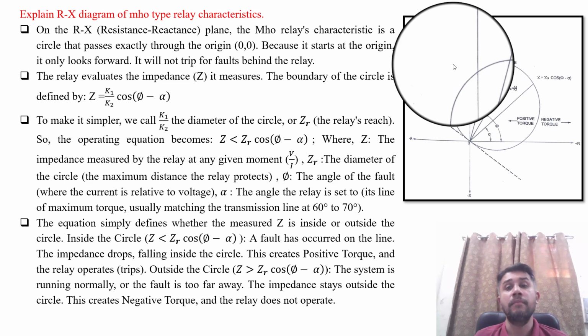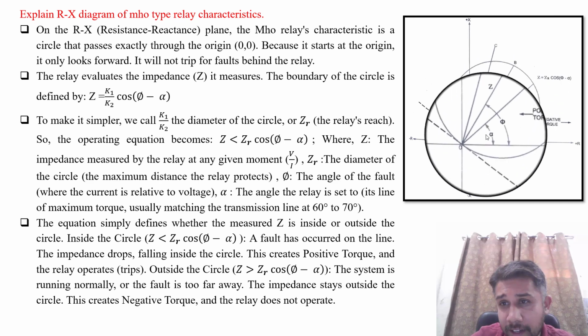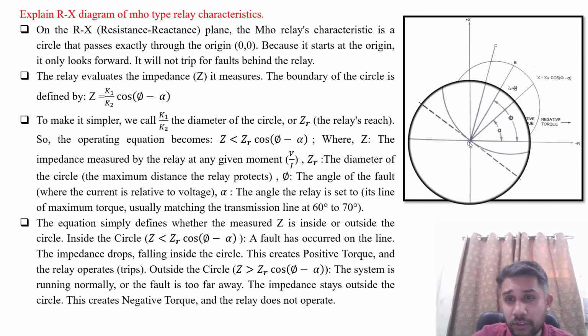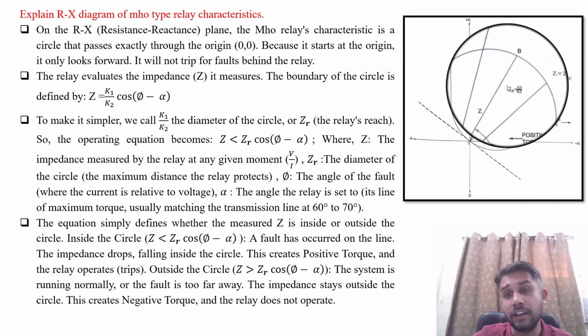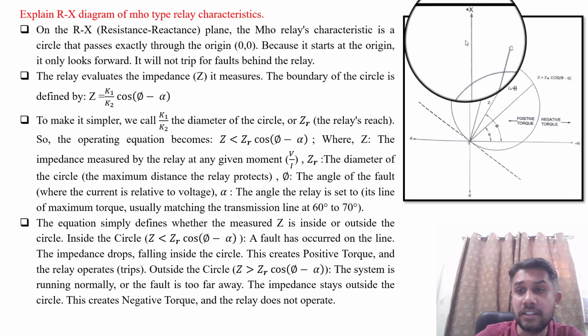This relay is a circle that passes exactly through the origin 0, 0. You can visualize this, and this is the line to be protected here. Because it starts at the origin, it looks only in the forward direction. So it will not trip for a fault behind the relay, that is, the relay operates only for forward faults. The relay evaluates the value of the impedance measure Z.